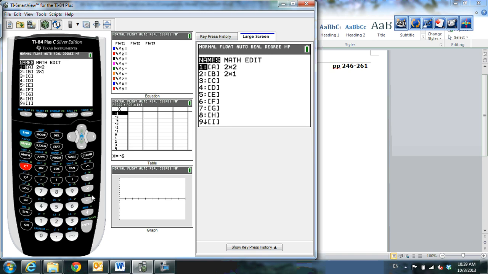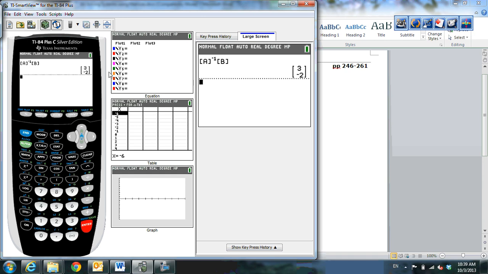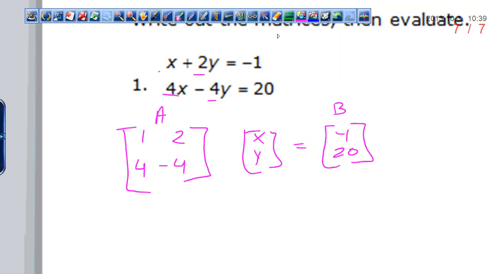Now I'm selecting A. Now here's the part where we're actually going to solve it. So I'm going to do A, and then I'm going to press that matrix button without pressing second, so -1. So the inverse of A, times, and then I want to find B. Press B, and so now my screen should look like this. I'm going to press enter one more time, and I get my answer, 3, -2. So on your notes, you might want to write this down, A to the -1 times B. That's what gives us our answer.